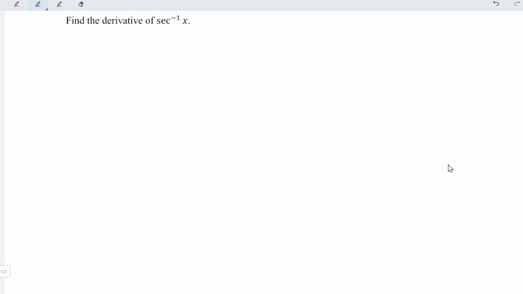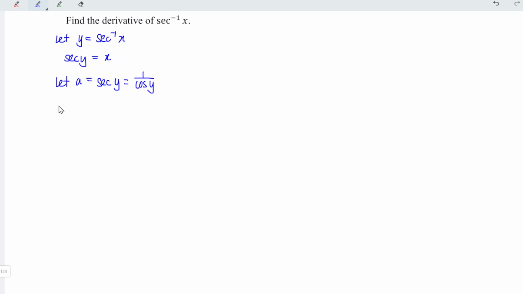Today, I would like to share the derivative of arc-secant x. We can first let y be equal to arc-secant x, which means that secant y is equal to x. If we couldn't remember what is the derivative of secant, we can let A be equal to secant y, which is equal to 1 over cos y.